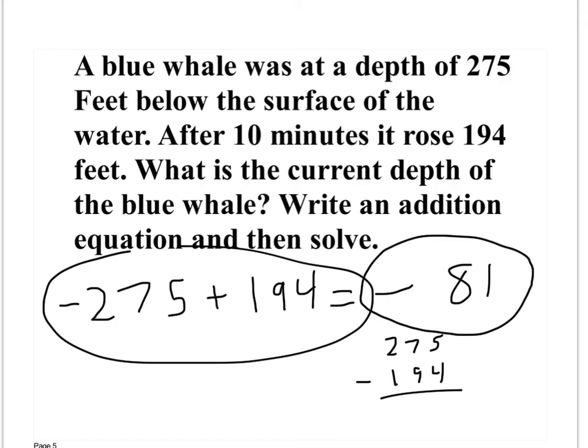That is his position. We talked about distance can't be negative, but position can be. Okay, when you're talking about your depth or your altitude, that is a position, not a distance. So it can be negative. So his current depth is negative 81 feet, or 81 feet below the surface. Any questions?